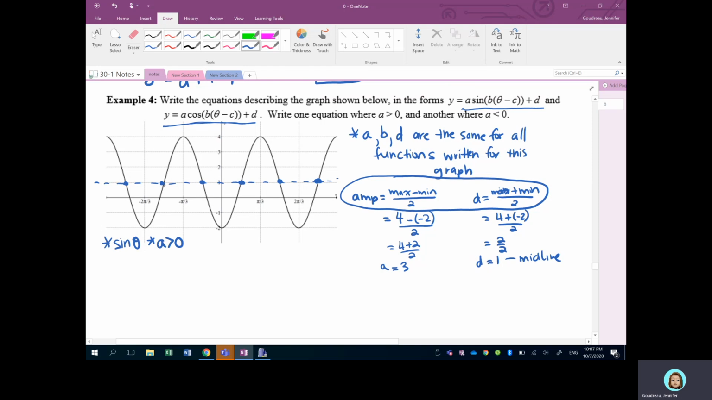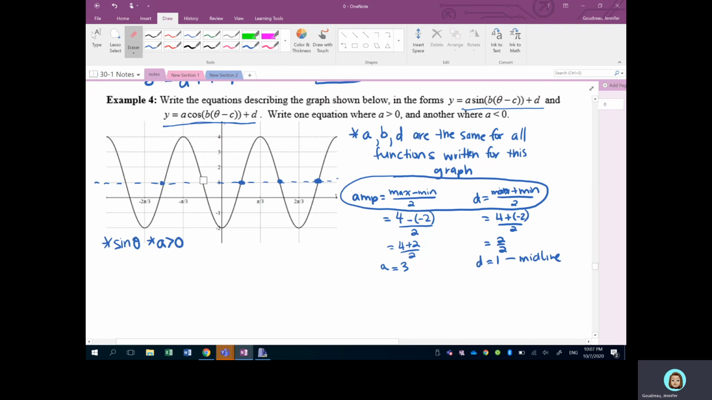I want it where it hits the midline and is traveling upwards. So this first point that I've got right here is not great because it's at the midline, but the graph is decreasing. So I'm not going to use that one. This is a good possible starting point. The graph has hit the midline and is increasing.